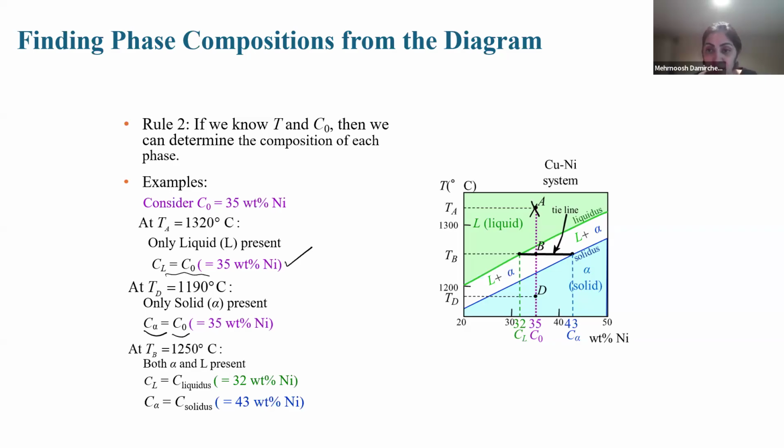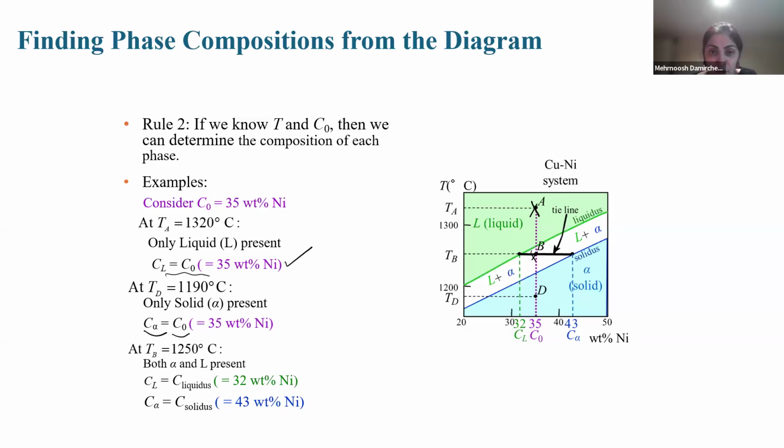But if we are at 1250 centigrade, and again the overall composition is the same as at A and D, we reach point B. Okay, we are at point B. At point B, both liquid and solid alpha phase coexist. In this case, the compositions of nickel in each phase are different, but the average or overall is 35%.